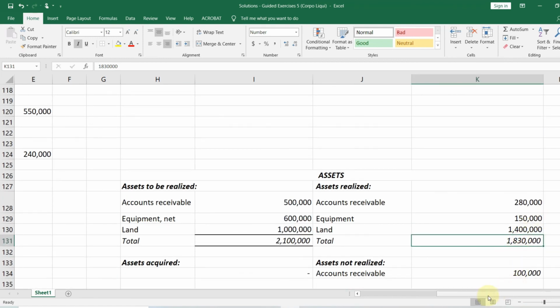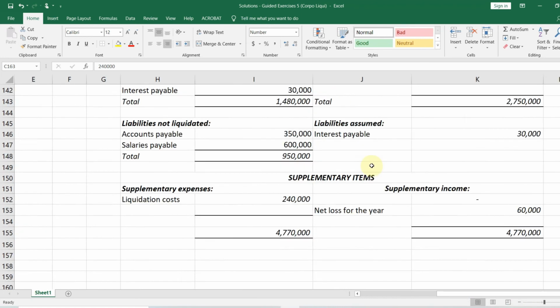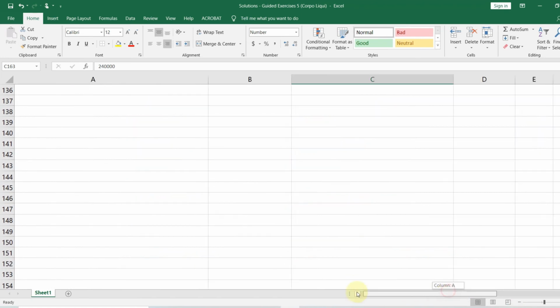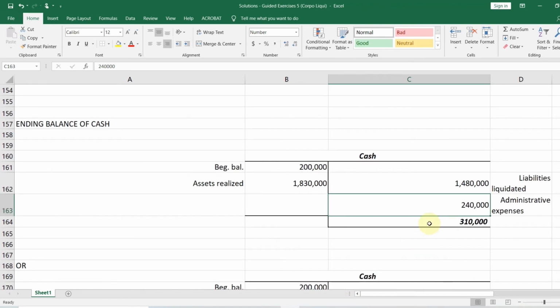Yan, 1.830. Okay, next. Sa kabilang side is yung mga nabayaran mo na liabilities. Liabilities liquidated at 1,480,000 and the administrative expense na 240,000. Okay, liabilities liquidated. Okay, where? O, yan. Yan, 1,480 at saka 240. Okay, you'll get a total of 310. Okay? So, that's the ending balance of cash.